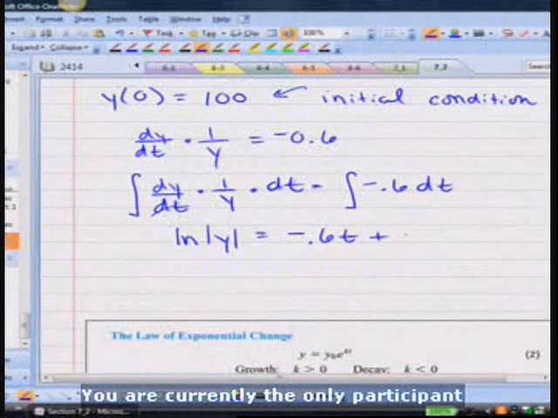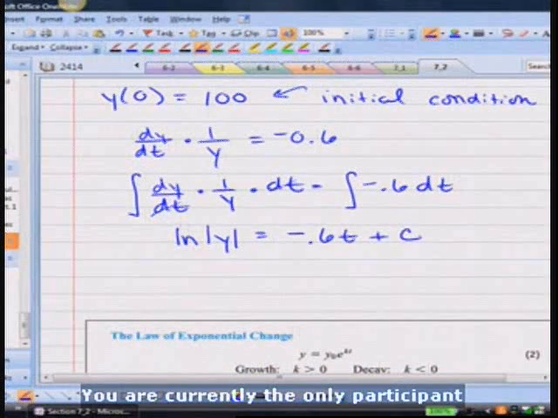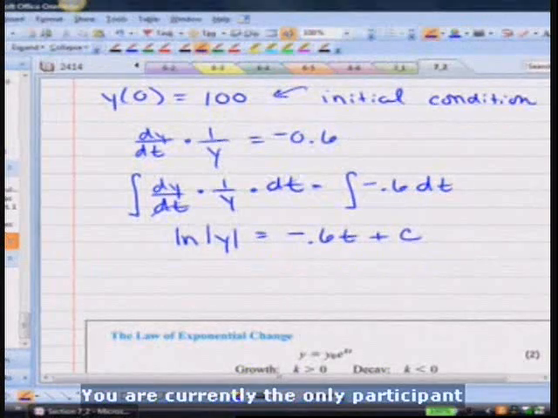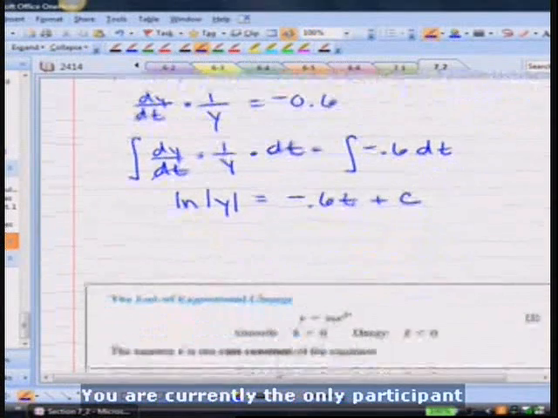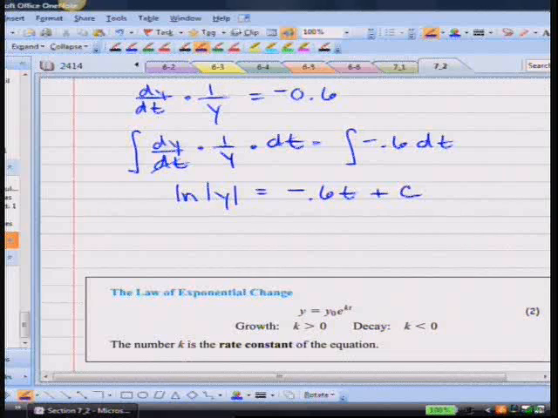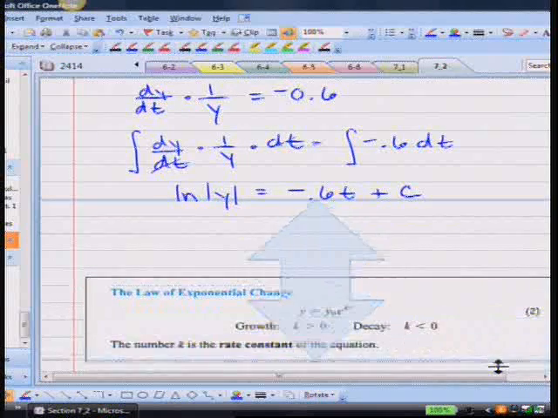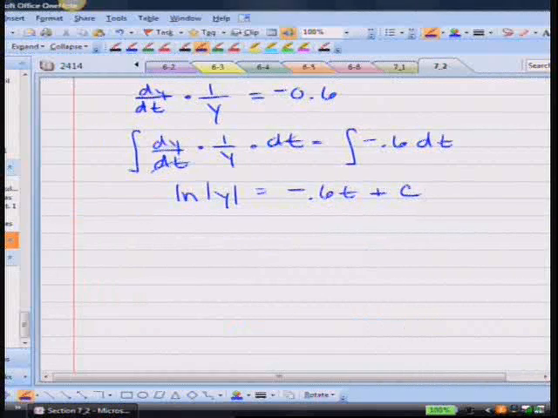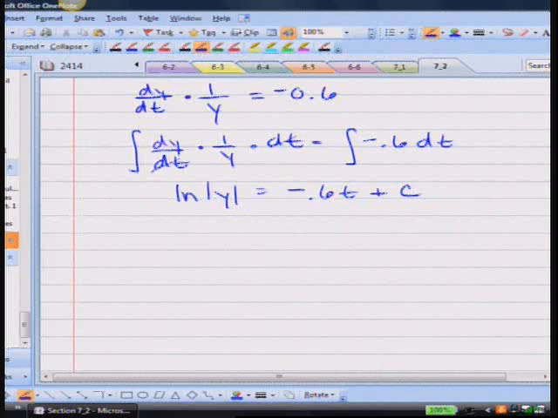negative 0.6t plus C. Okay? And then, what if I wanted to get to y? What would I need to do? I have what the ln of y is, how do I get to y? I exponentiate it, right?